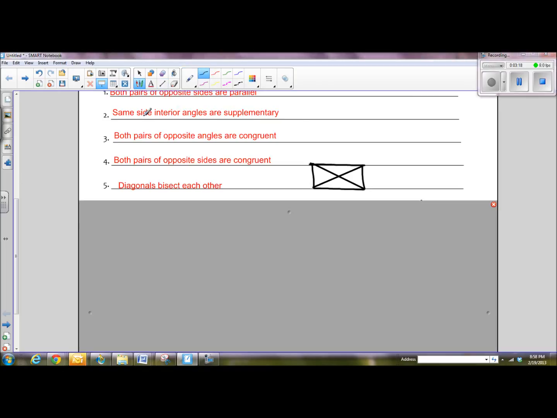And the last property for a parallelogram is that the diagonals bisect each other. So what that means is that this diagonal, let's call it AB, cuts CD in half. And then CD cuts AB in half. And we'll call that point P. So CP is congruent to PD, and separately AP is congruent to PB.